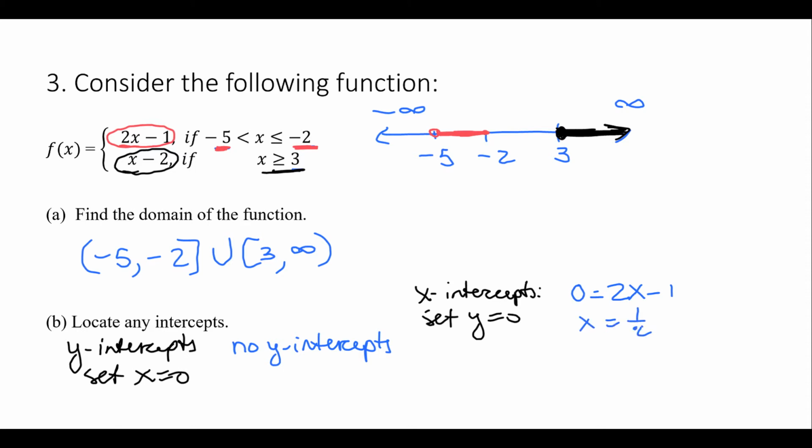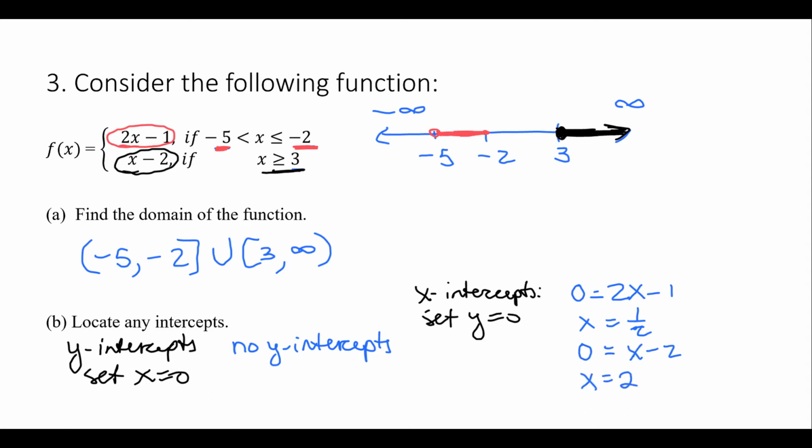But if we look at our actual problem, do we have x equals 1/2 in our domain? Do we even have that number in our domain? We do not. So this is not going to be an x-intercept. Then let's look at the second case. When y equals x minus 2, we set y equal to 0 and get x minus 2, and in this case we get x equals 2.